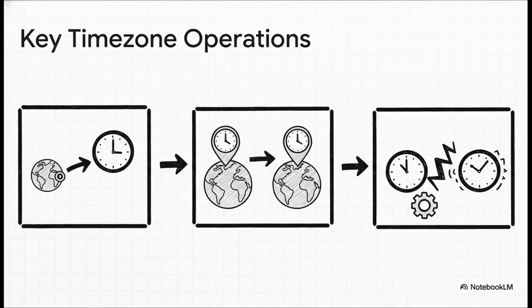So let's boil it down to 3 essential operations you'll be using all the time. First, making a naive object aware, you can use .replace. Second, converting an already aware object from one time zone to another. For that, you want .astimezone. And finally, a little pro tip just for pytz. If you do any math that crosses a daylight saving boundary, you'll want to call .normalize afterwards to clean things up and make sure the time is right.